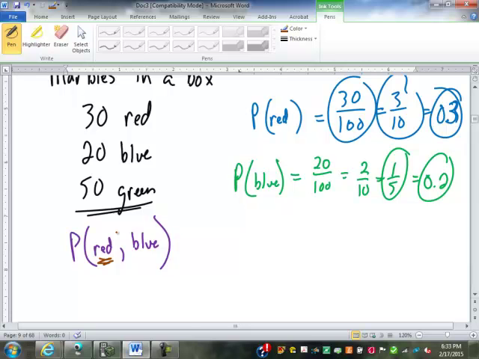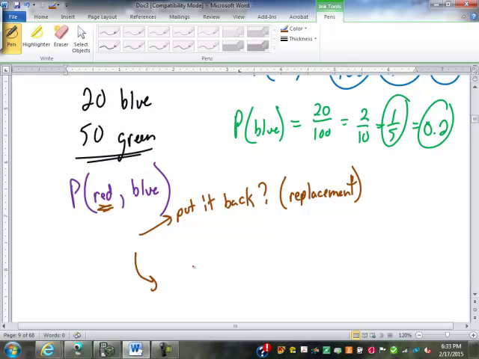But we need to know, before we reach in to grab the second marble, what do we do with the red one? Do we put it back? If we put it back, the statistical term for it is called replacement. The marble is replaced or put back into the population. Or do we toss it aside? That is called no replacement. It is not replaced or put back into the population.